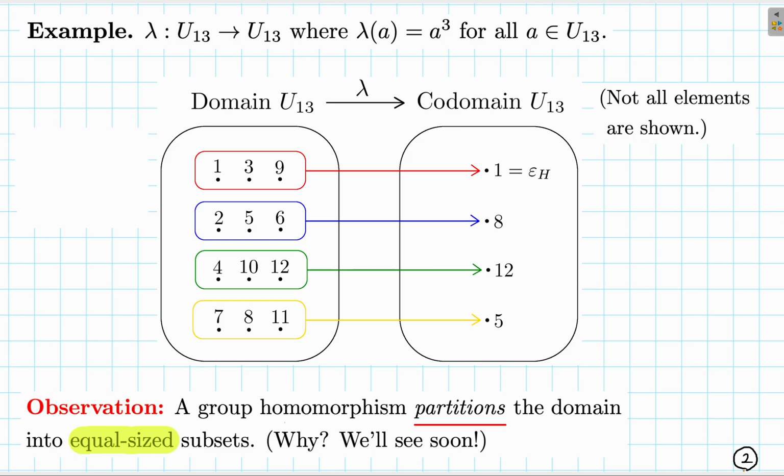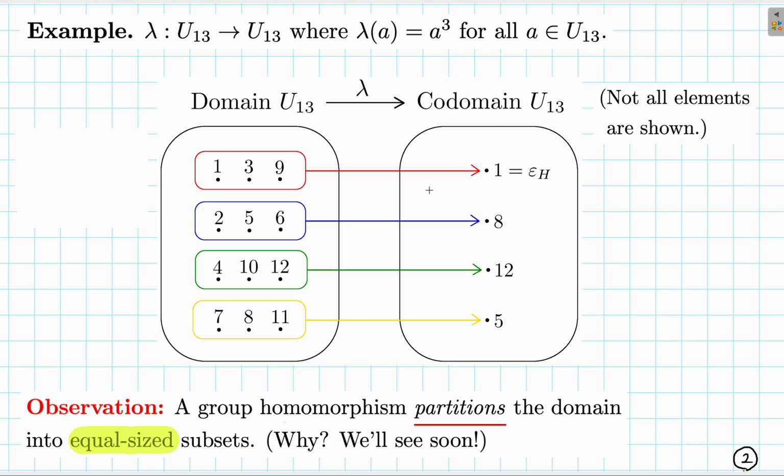Now let's talk about the codomain U13. Not all elements of the codomain are shown here. There are 12 elements in U13, but only 4 of the elements, those that were hit by the function lambda, are being shown. And so let me just go ahead and fill in the rest of the elements in order to emphasize that the codomain can contain elements that aren't hit by our function.